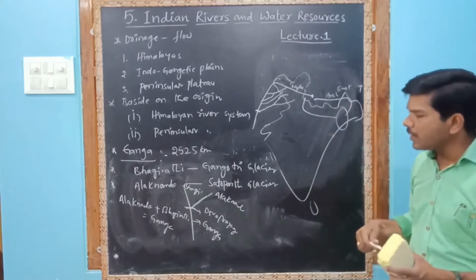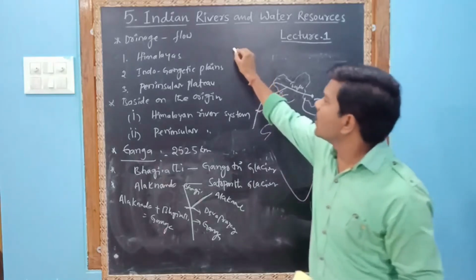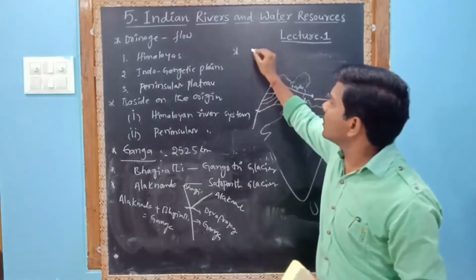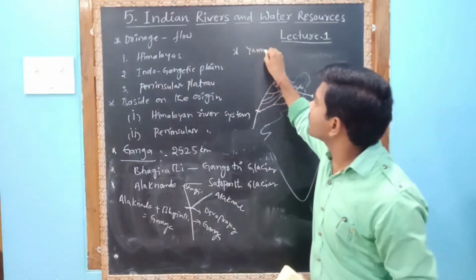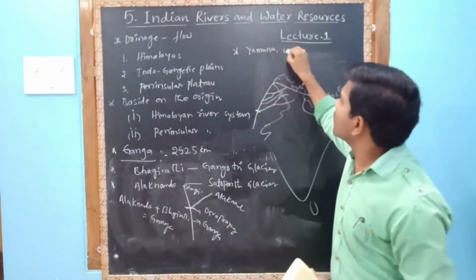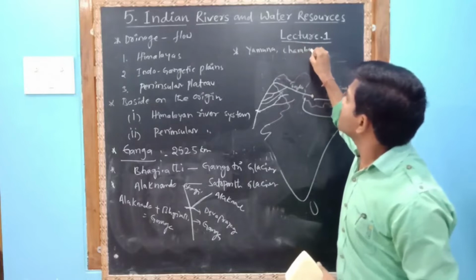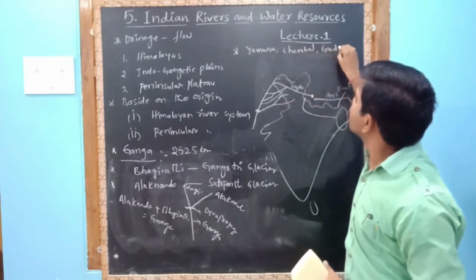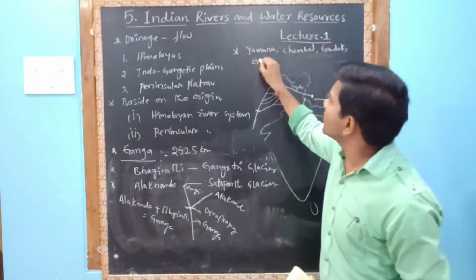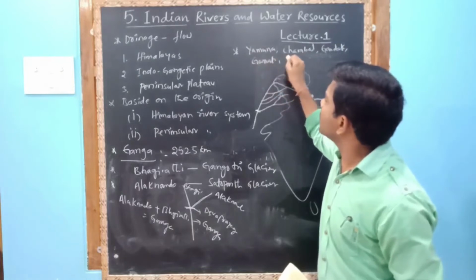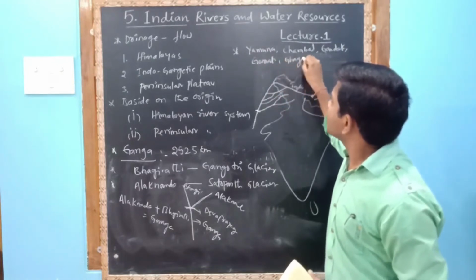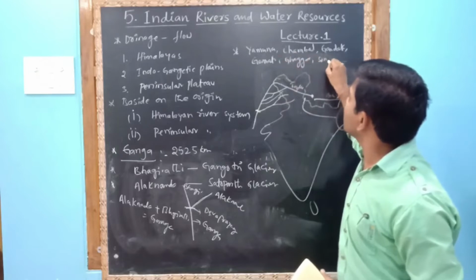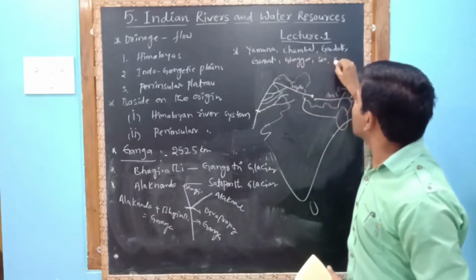Ganga River has so many tributaries. For example, Yamuna is the largest tributary. Yamuna, Chambal, Gandak, Gomati, Ghagar, Son, Betwa.